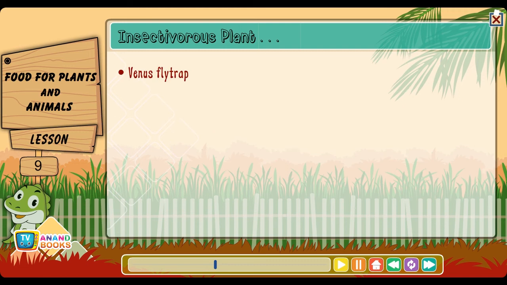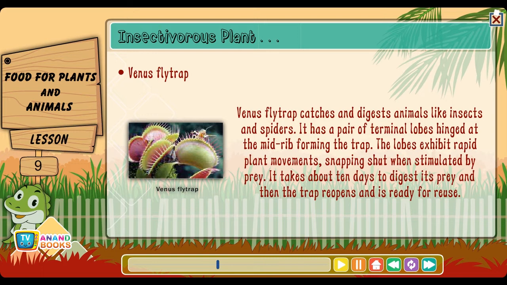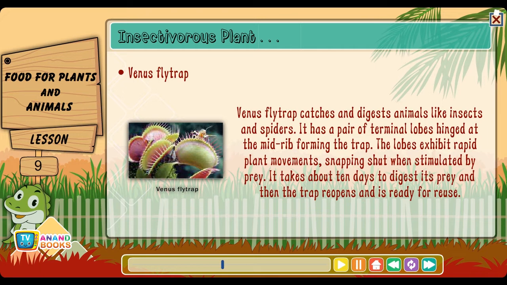Venus flytrap. Venus flytrap catches and digests animals like insects and spiders. It has a pair of terminal lobes hinged at the midrib forming the trap. The lobes exhibit rapid plant movements, snapping shut when stimulated by prey. It takes about 10 days to digest its prey and then the trap reopens and is ready for reuse.